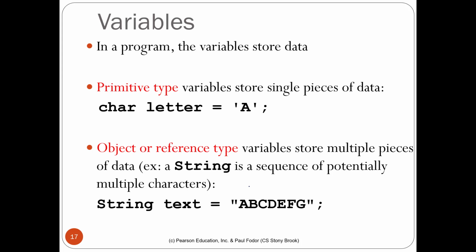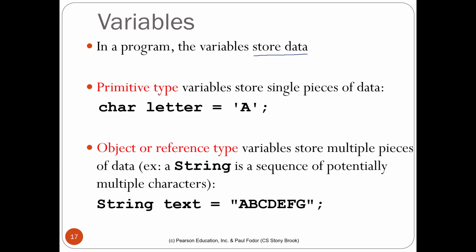Now what do these variables do? They store data. That was the definition I was giving you earlier. The purpose of the variable is to store data so that we can process that data. Now as I mentioned, there are primarily two types of variables that we have: the primitive type variables and reference type variables. So what's the difference?